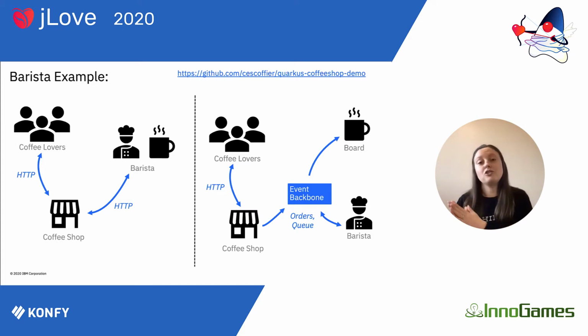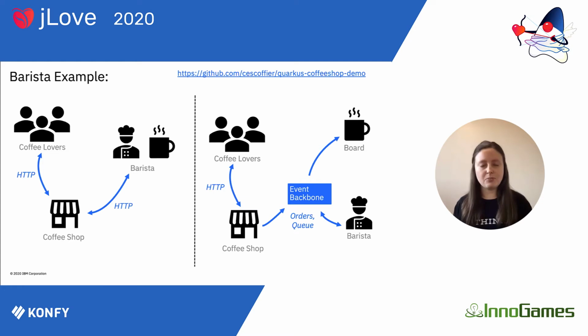In the background, the barista is able to pick orders off the event backbone as and when they're free to do them, process the coffee order, and then put it up onto the board to say that it's ready. So if we run these two different examples, and both sets of examples are written in code in GitHub, if you run the two, you'll find that when you run with a lot of coffee lovers, the one with the event backbone does work a lot better.